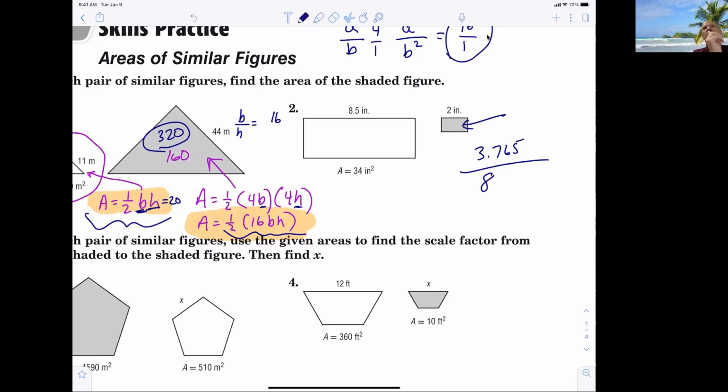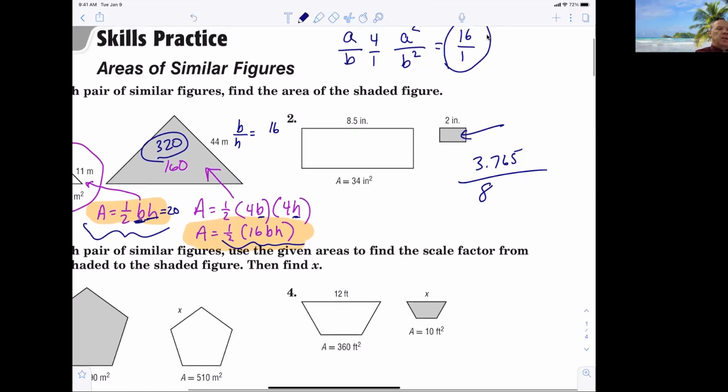Come on, the rest of everybody. All right, Brady, how do we do that? So the first thing we did was we did 8.5 divided by 2, which is 4.25. And then what did I do? No, that's definitely not right. Tell us. So I took that 8.5 and I did A equals 1/2 B, 8.5 B.